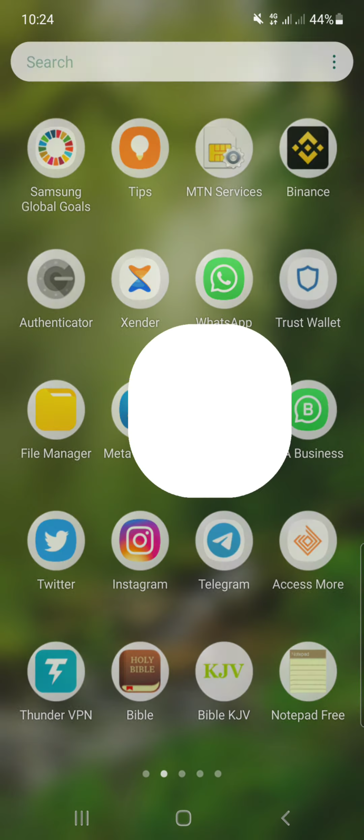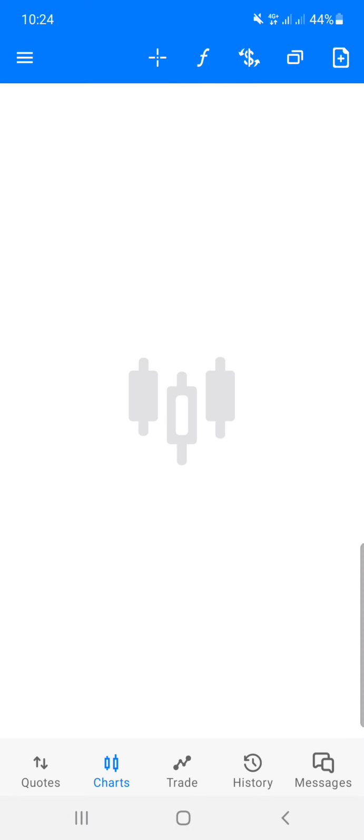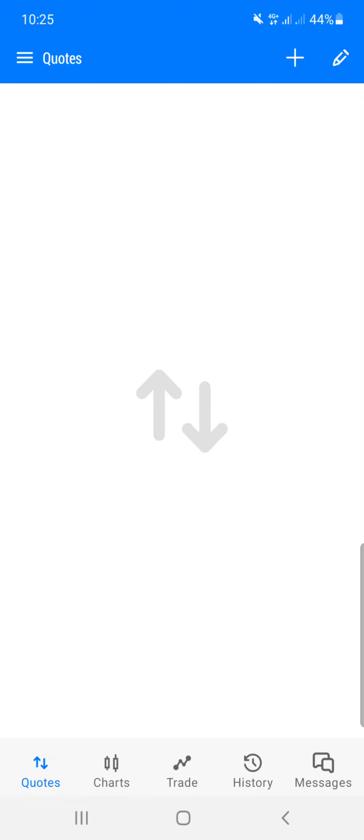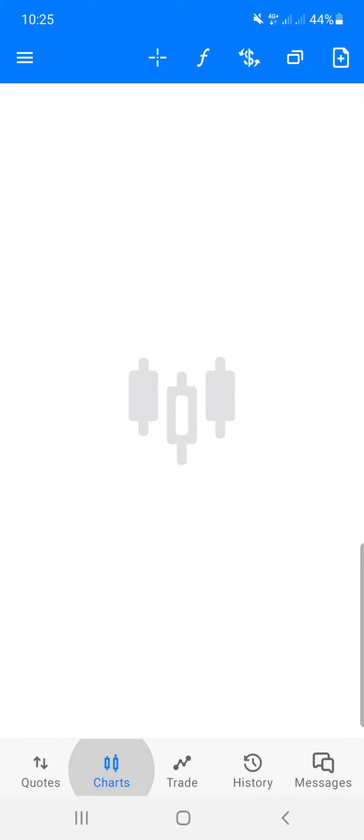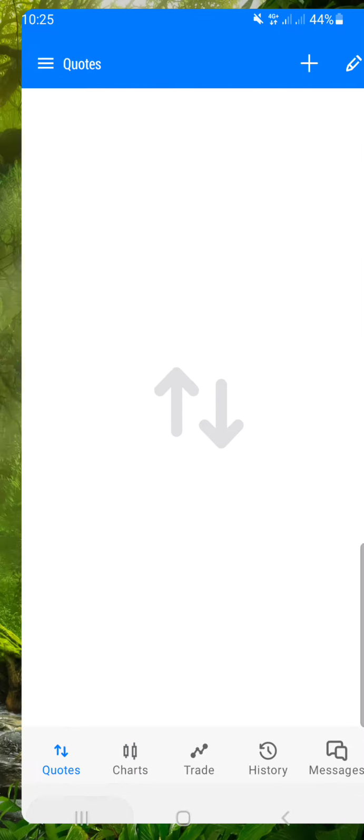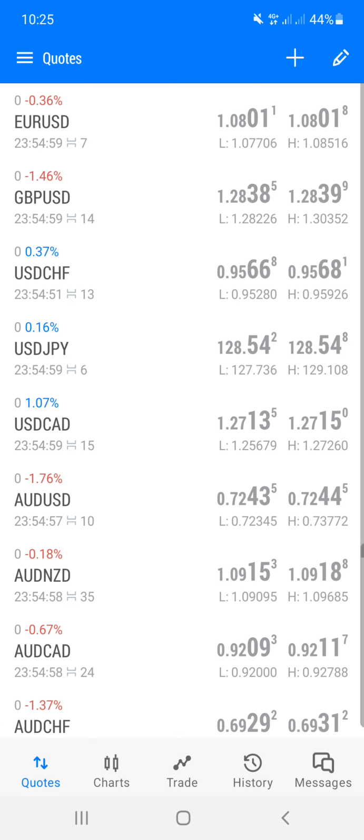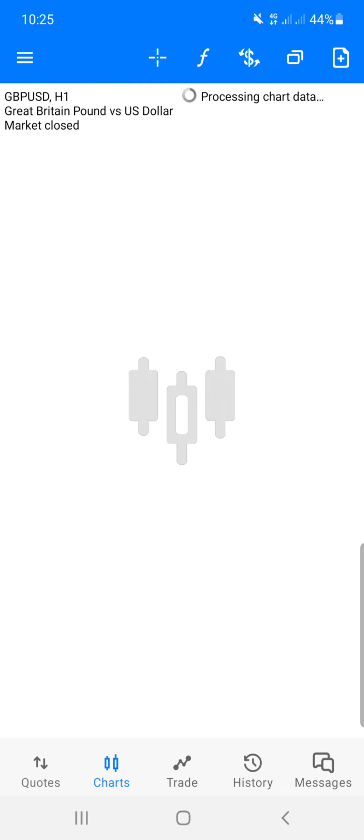Let's open MetaTrader 5, right? Okay, it's still loading. Let it load. I think my network here is bad. Let me restart it. Okay, let's make use of GBP USD. The markets are currently closed because it is weekend, but I can still make use of the tool.